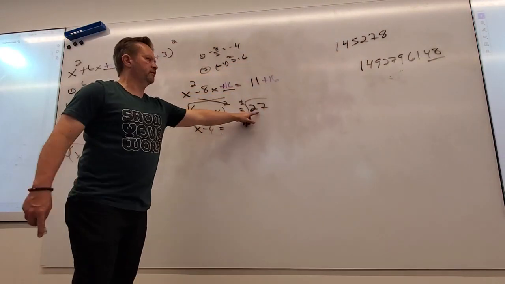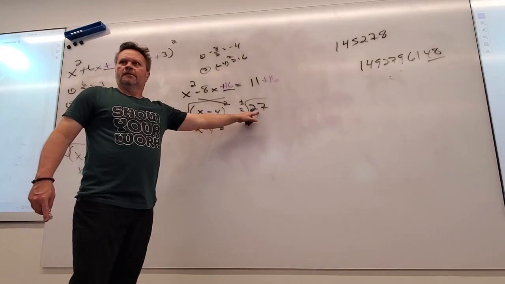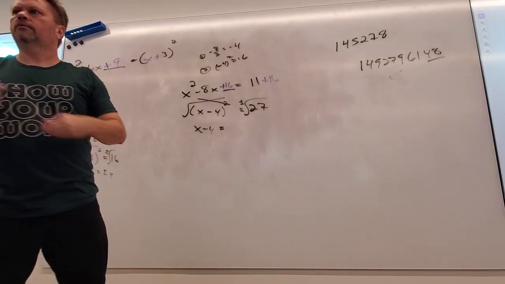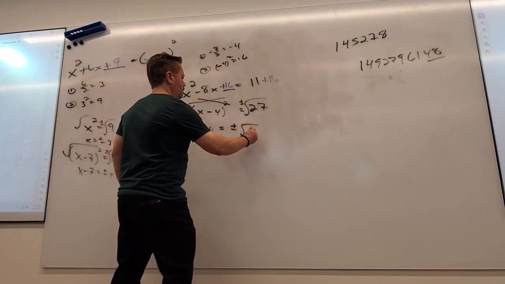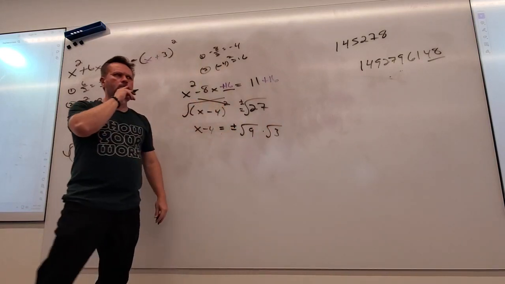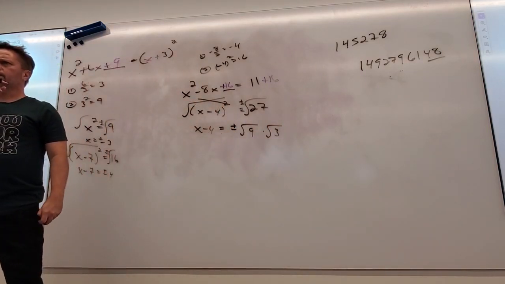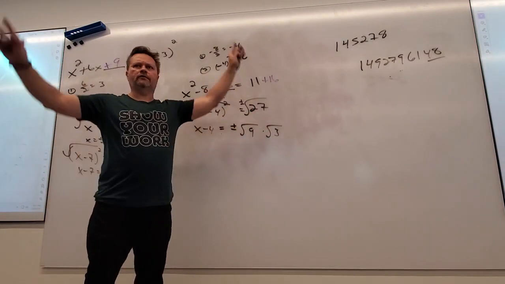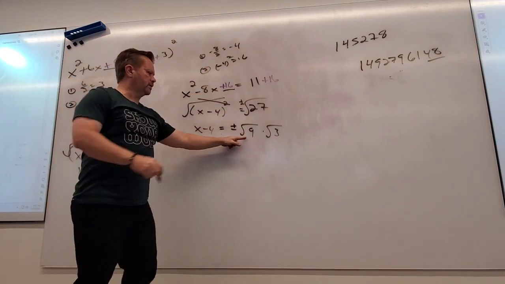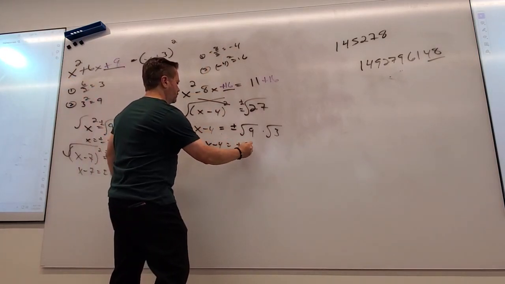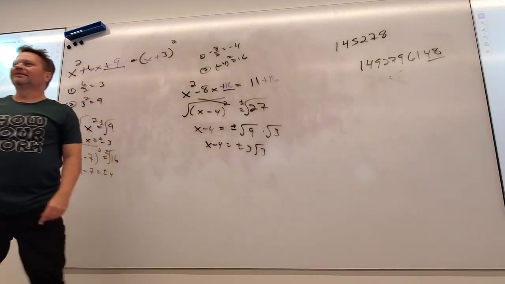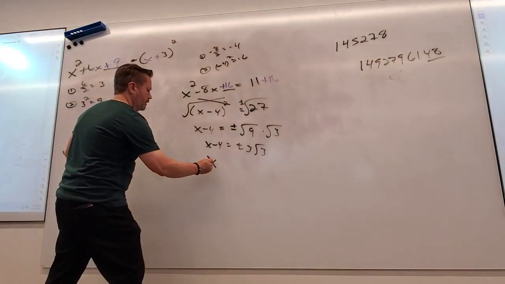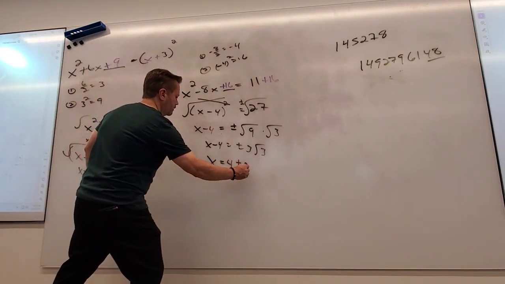Does anyone remember how to simplify this? Is there a part of 27 I can take the square root of? Can't you do 9 times 3? Isn't the square root of 9 times the square root of 3 the square root of 27? What's the square root of 9? 3. What's the square root of 3? I don't know, 3 radical 3. And then what's the last step, to solve for x? Add 4. So I get x is 4 plus or minus 3 rad 3.